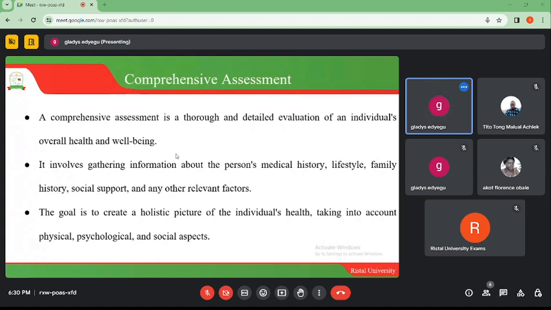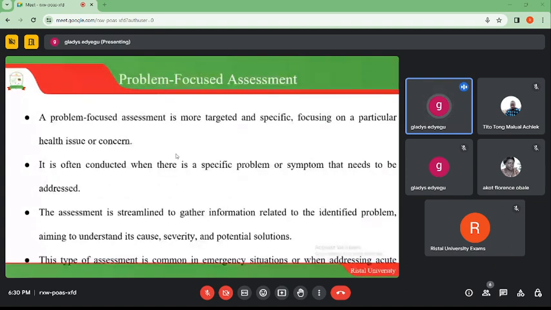Then problem focused, I hinted on it. It is basically more targeted and specific. You are focusing on a particular health issue or concern of your patient, and it is often conducted when there is a specific problem or symptom that needs to be addressed at that time, aiming to understand its cause, severity, and treatment options. It is used in emergency situations or when addressing other acute conditions or problems. So that is problem focused assessment. It is looking at a specific problem of the patient.